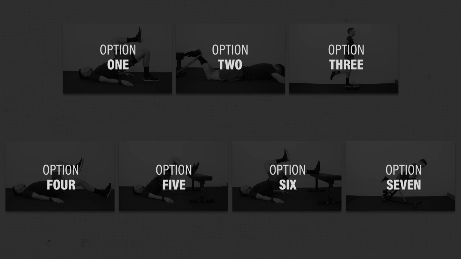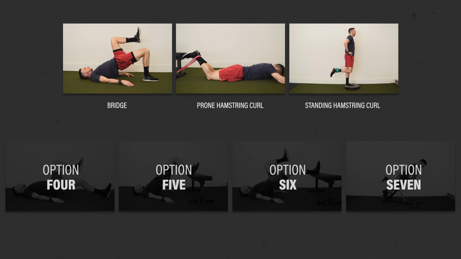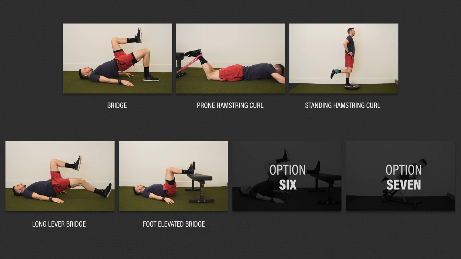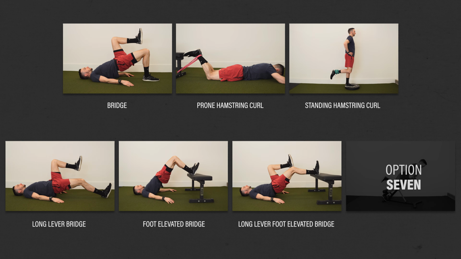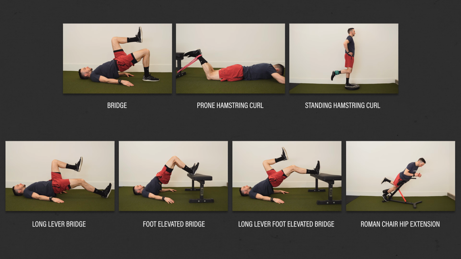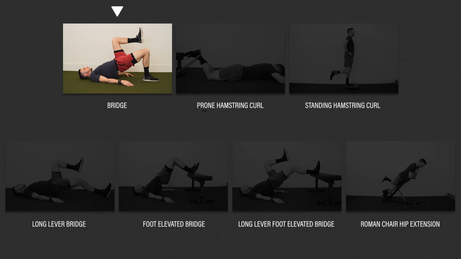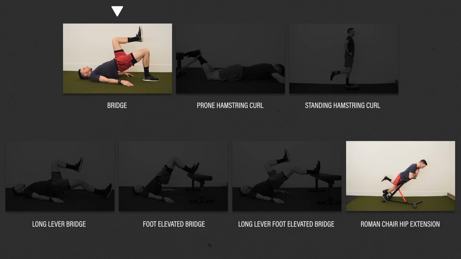Here are 7 options in order of relative difficulty based on potential hamstring loading: bridge, hamstring curl either prone or standing, long lever bridge, foot elevated bridge, long lever foot elevated bridge, and Roman chair hip extension. This means that the bridge exercise will theoretically be less demanding on your hamstrings, while the Roman chair hip extension will require your hamstrings to work harder.